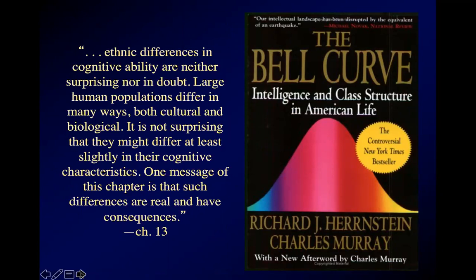Ethnic differences in cognitive ability are neither surprising nor in doubt. Large human populations differ in many ways, both cultural and biological. It is not surprising that they might differ at least slightly in their cognitive characteristics. One message of this chapter is that such differences are real and have consequences.